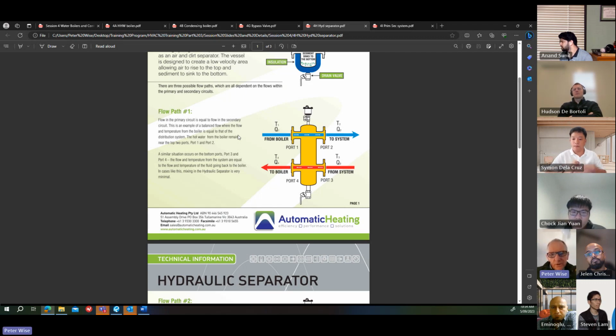That's not necessarily a common situation, but it can happen. That it's 100% load in the field, all the valves are open, so all the water from the boiler is going straight to the field and back again. So in this case, the water basically flows straight through the hydraulic separator and straight back from the secondary side.